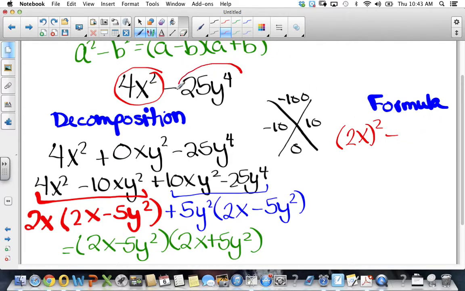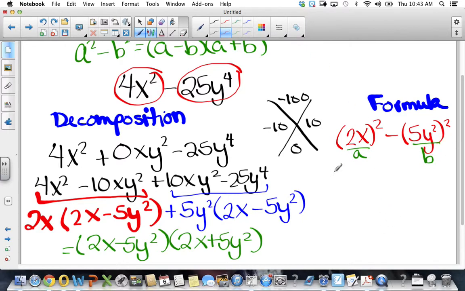Now I need to rewrite this as b squared. Well, 5 times 5 is 25, so that's your 5. Y squared squared gives you y to the 4th. So my b is 5y squared, squared. See how this is written as a squared minus b squared. So I know what my a is: my a is 2x, and my b is 5y squared.